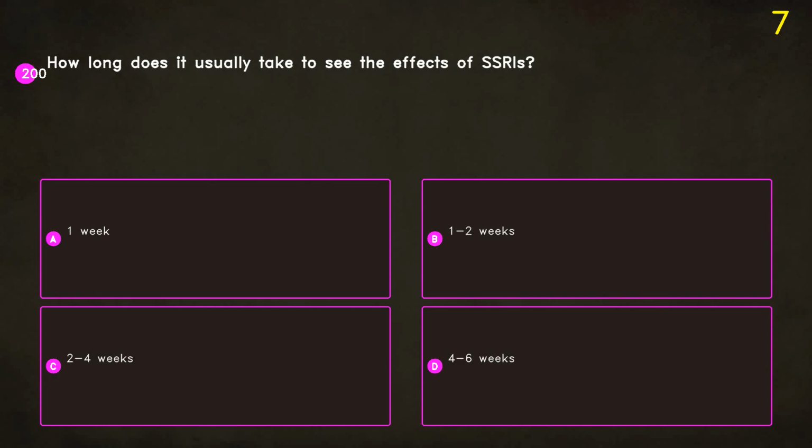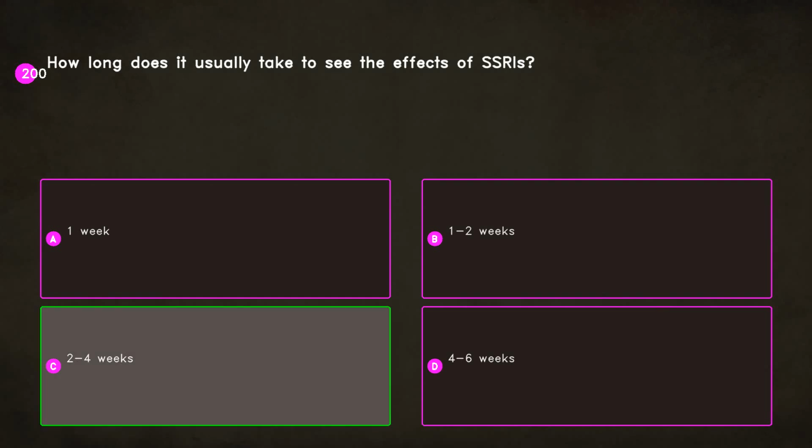Question 200. How long does it usually take to see the effects of SSRIs? A. 1 week, B. 1 to 2 weeks, C. 2 to 4 weeks, D. 4 to 6 weeks. The correct answer is 2 to 4 weeks.